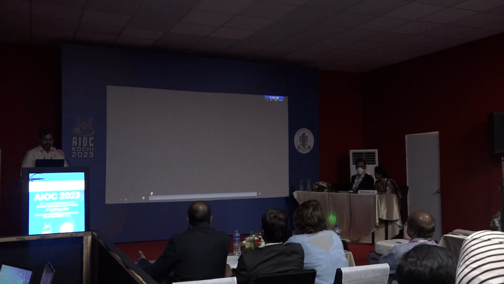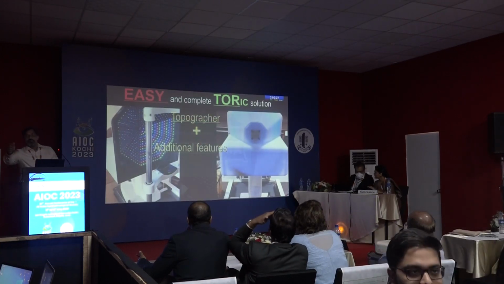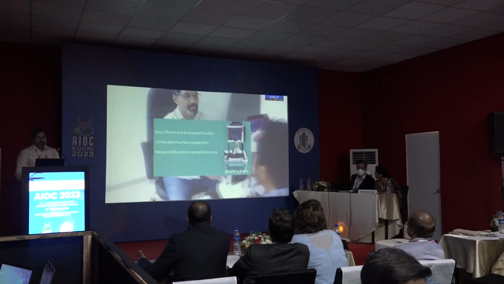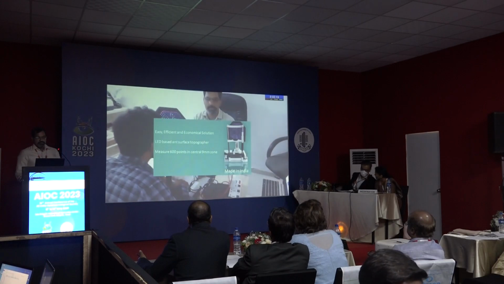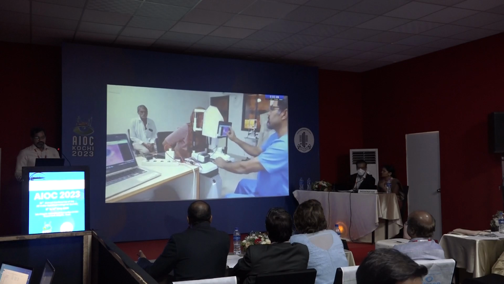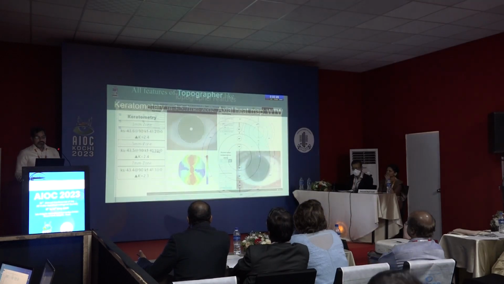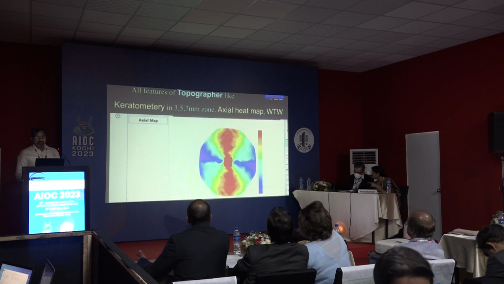So let's see how it works. It is a topographer with many additional features. It provides an easy, efficient, and economical alternative to existing solutions. It is an LED-based anterior surface topographer which analyzes 600 data points in a 9 mm central corneal zone. A single capture provides us with all the required data which is summarized on a single screen. It provides keratometry in 3, 5, and 7 mm zones, axial heat map, bite to bite, etc.